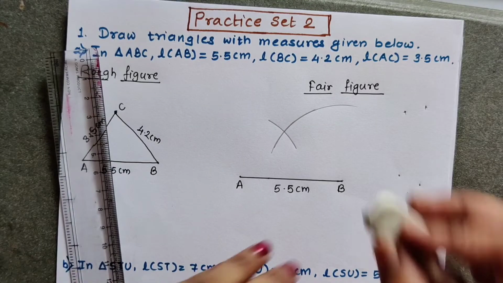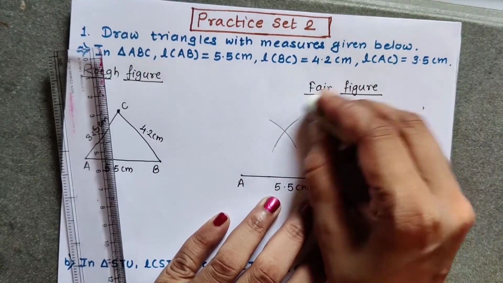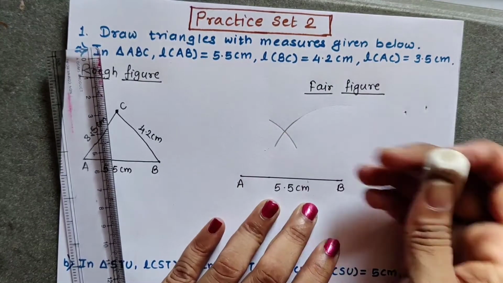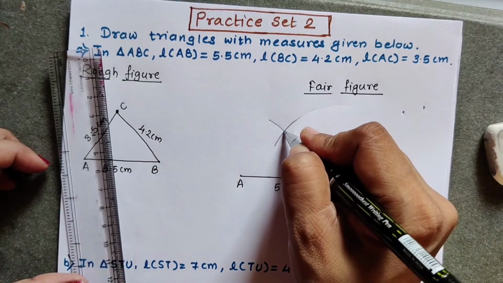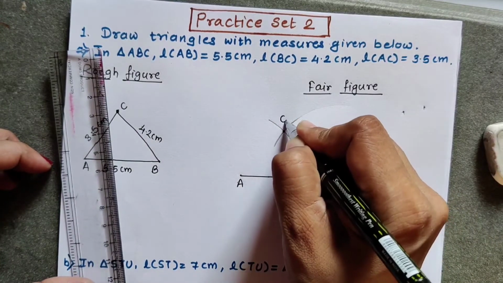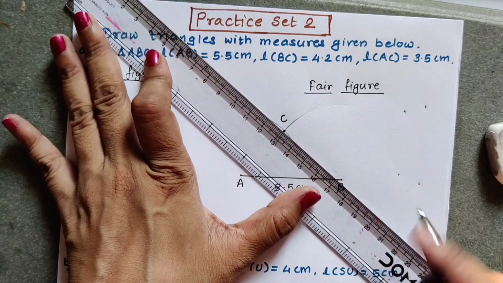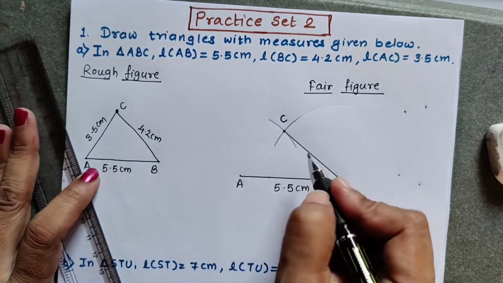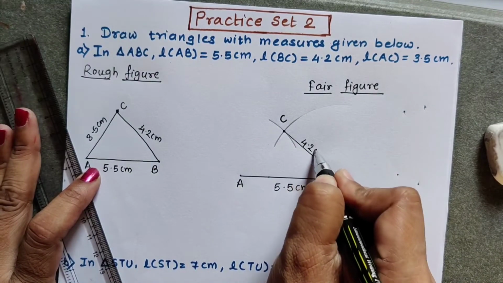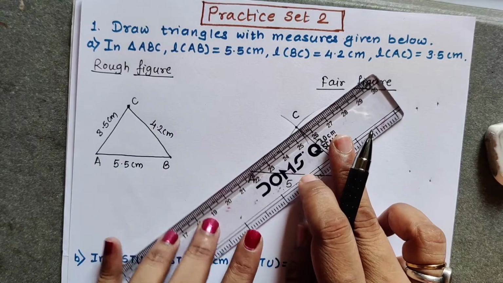If you want, you can rub out or erase the extra portion of these arcs. And in this way we have got two intersecting arcs, and the point of intersection is point C. In this way we can fix the position of point C. Now we can join point B with point C. This BC distance is 4.2, so we can write 4.2 centimeter here. Now we have to join A with C.